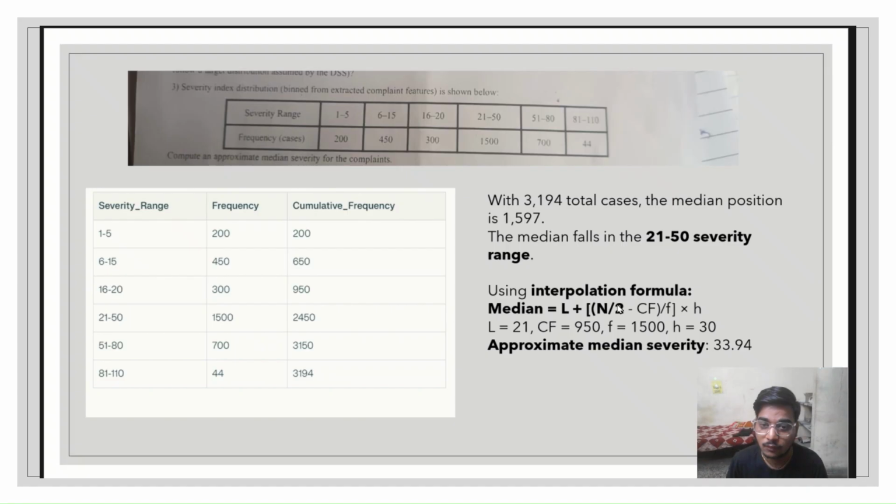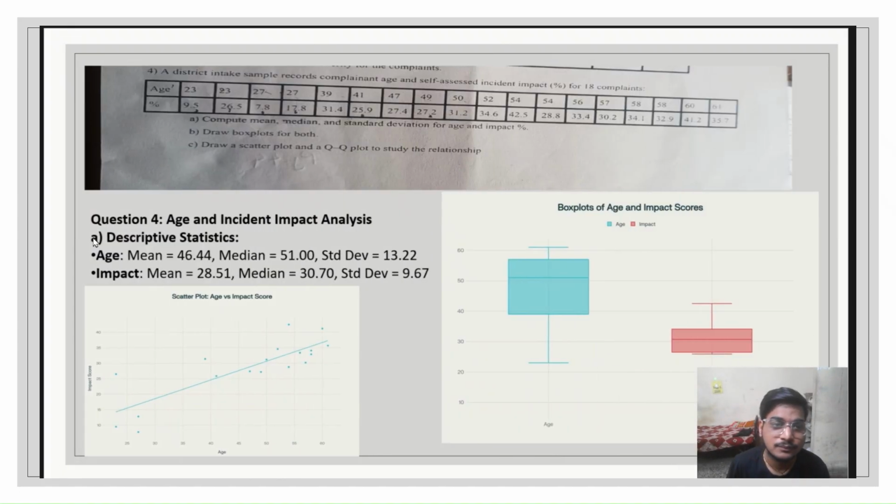Now we will use the interpolation formula for calculating the median of the given data set. So we will use the L plus ((n by 2 minus CF) divided by F) into H formula, where the value of L is 21, CF is 950, F is 1500 and H is 30. So we will get an approximate median severity as 33.94. Let us move to the next question.